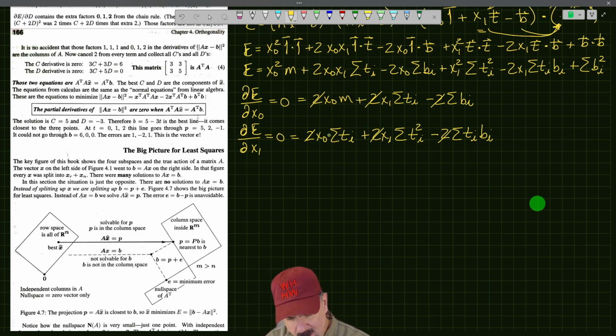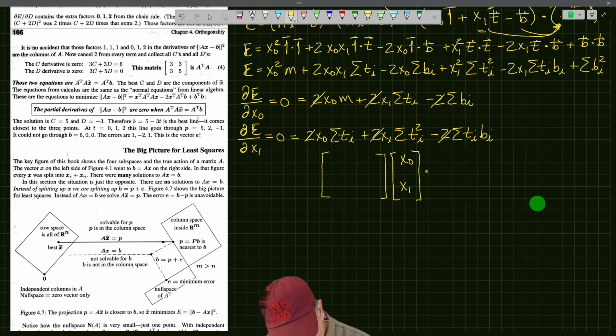And we can rewrite these because they're equal to 0. We can rewrite these two equations. I'm going to skip that step and jump right into the representation in matrix vector form. So in matrix vector form, what we have is x naught, x1. That's our vector of unknowns. And then we have the coefficients.